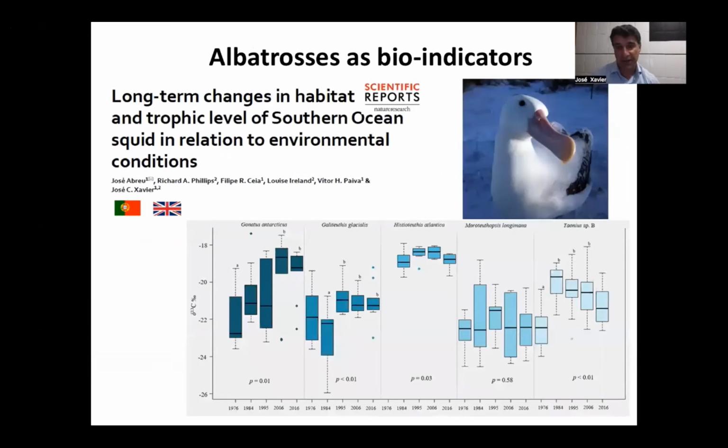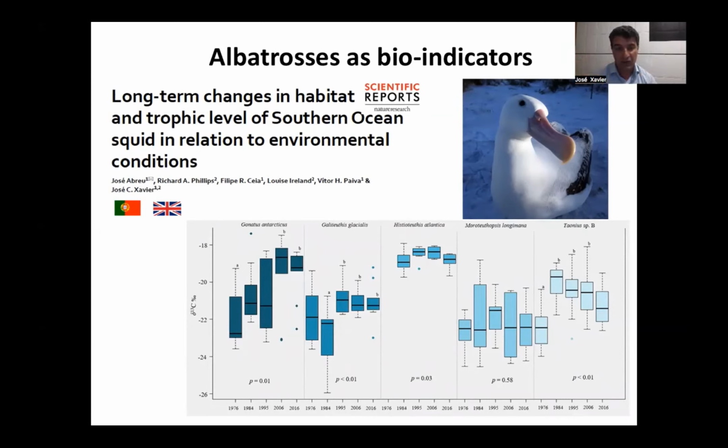From a long-term perspective, one of the major breakthroughs that we had recently is we finally got access to data from the last nearly 50 years, since 1976 to 2016, and look at some of the most important species in Southern Ocean predators. And so this is the first time we had a nektonic species from the Southern Ocean, in understanding how they changed in such a long-term period.